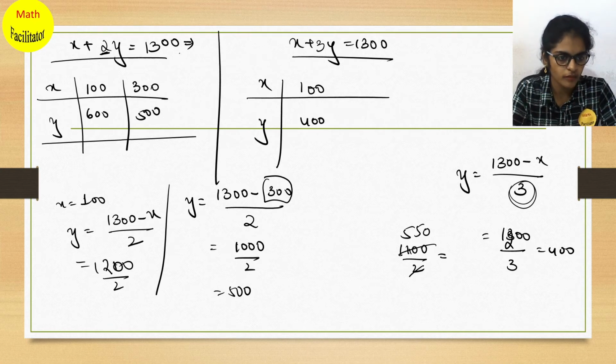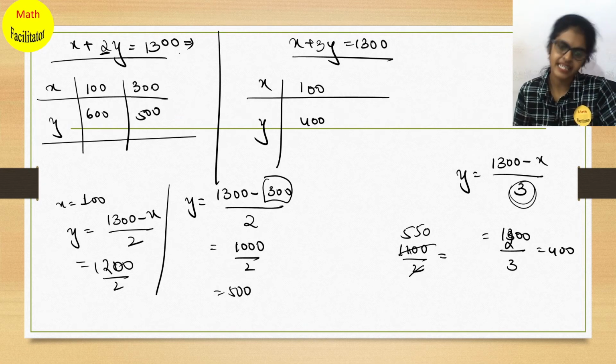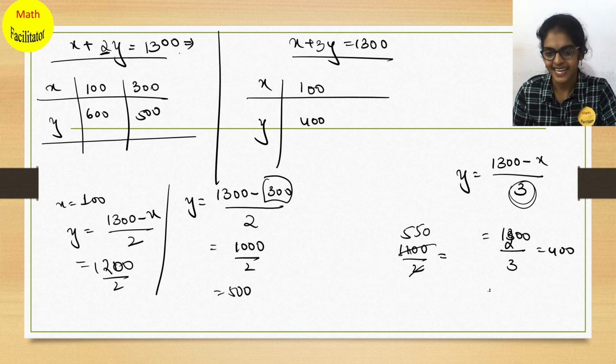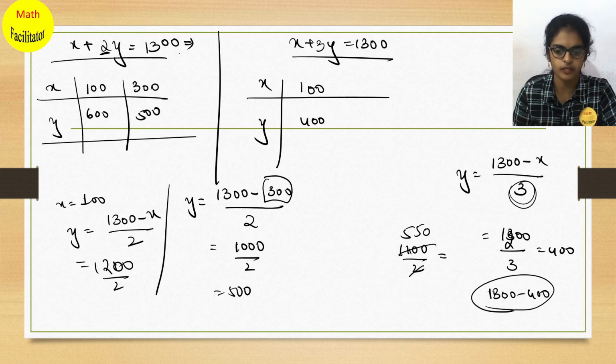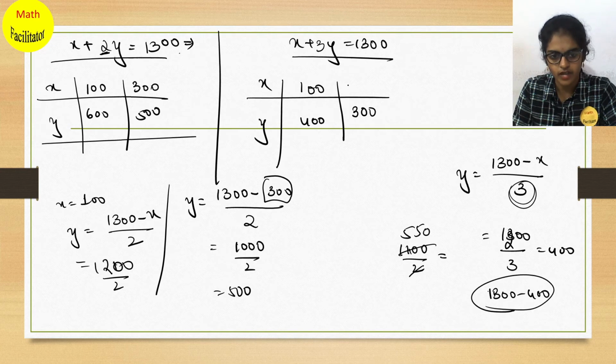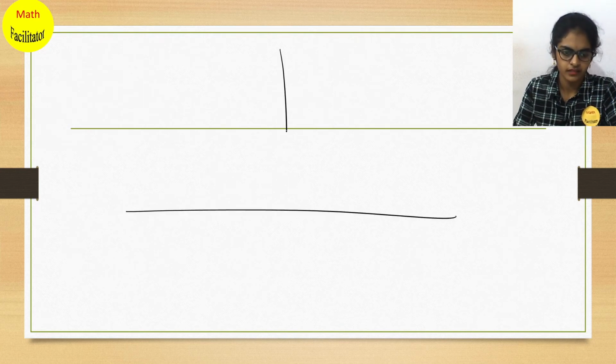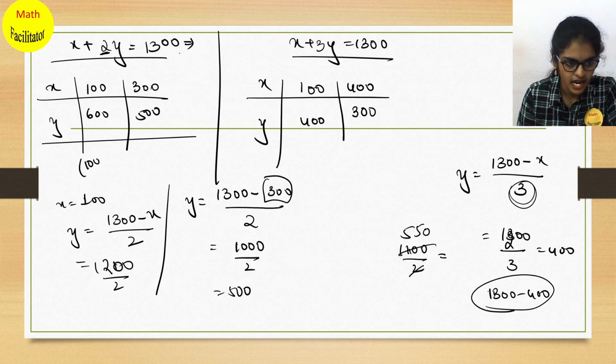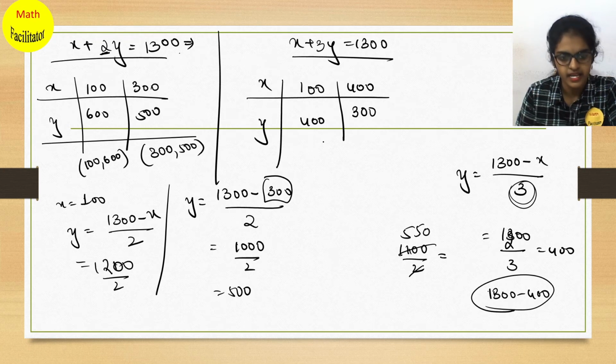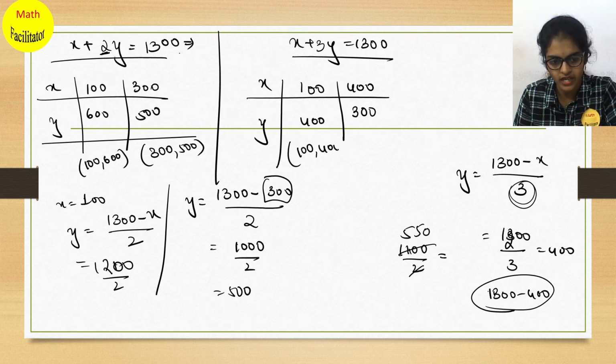Now the next value, let me take x as 400. It will be 1300 minus 400, I'll get 900 here. The numerator 900 divided by 3, I'll get 300. So let us plot these values. The points are 100 comma 600, 300 comma 500, and this point is 100 comma 400. This point is 400 comma 300.